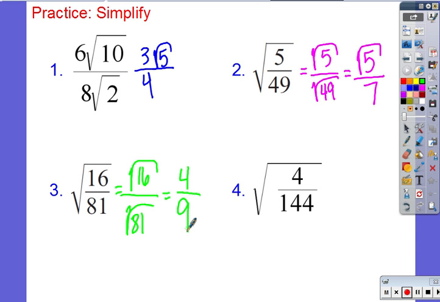Okay, it's 16. Perfect. But I personally would rather go, the square root of 4 is 2, the square root of 144 is 12, and I would rather reduce it when it's outside of the radical. So that's just my preference.